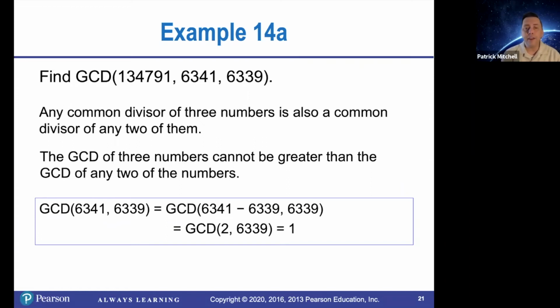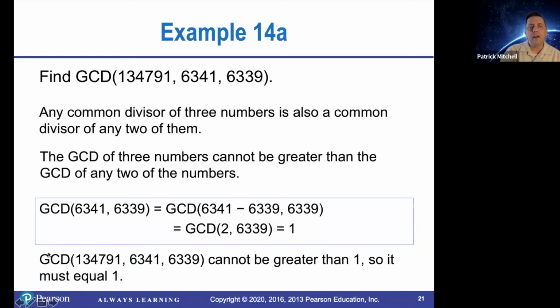Notice that this is the same thing that would happen if we just divided 6,341 by 6,339. The remainder would be 2. And then clearly the GCD of 2 and 6,339 is 1, because 6,339 is an odd number. It's not going to have any prime factor of 2. So the GCD has to be 1. Since the GCD of all 3 of those numbers cannot be greater than 1, it must equal 1.